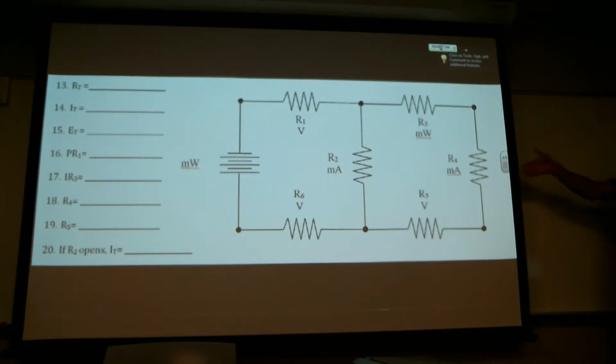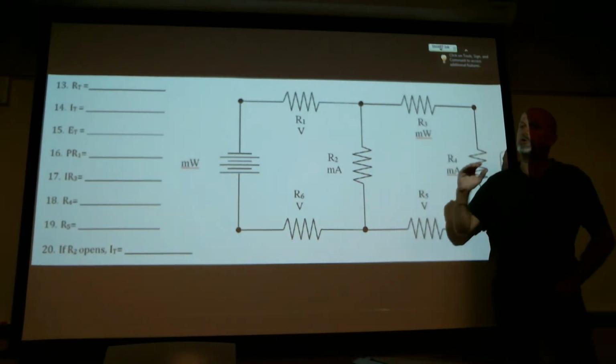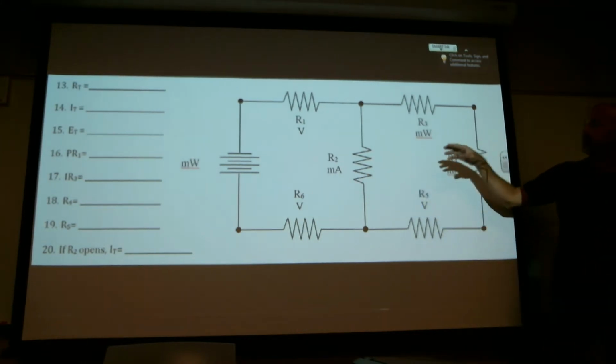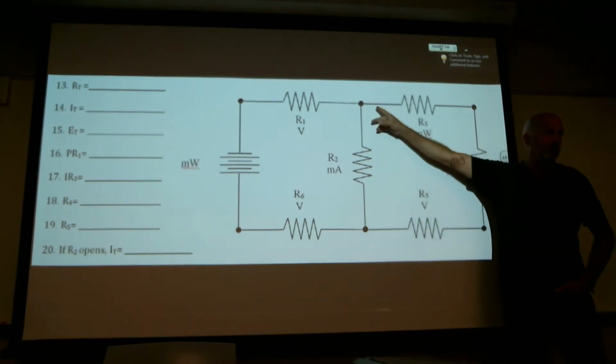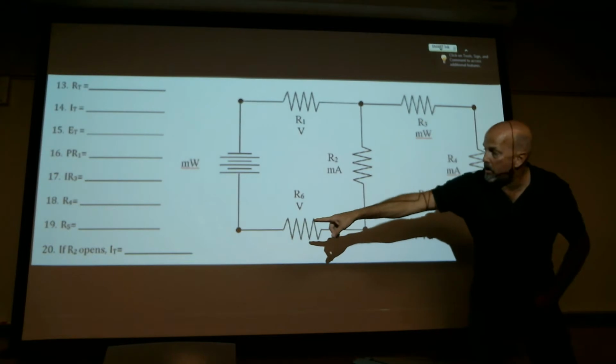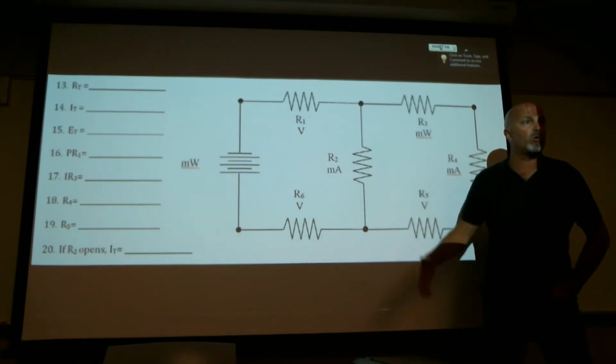And then you take all the information, you're going to have 2 values for everything except the 2 currents, and you'll be able to figure the voltage drop here. We've done this one. It's nothing new for you guys. It also asks if R2 opens, what's your total current?